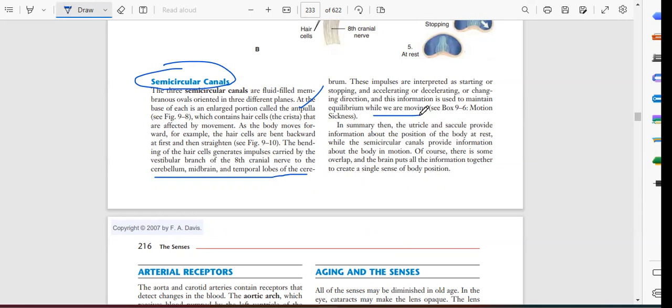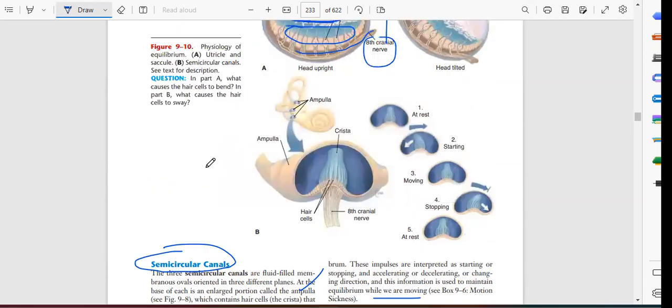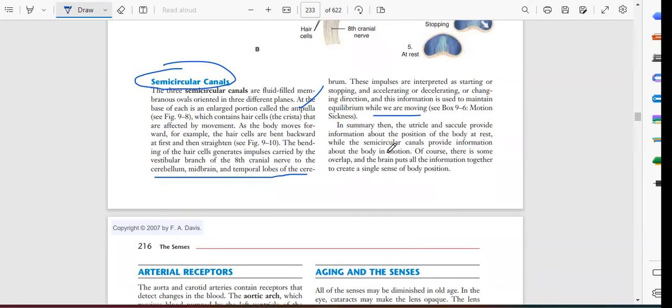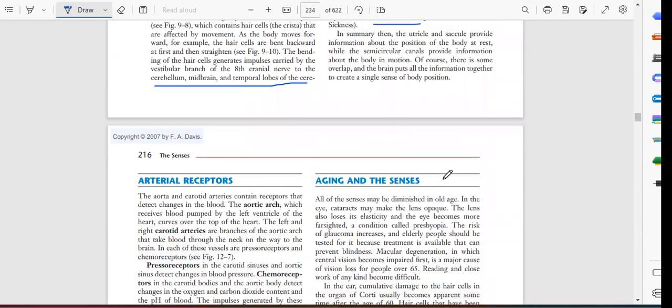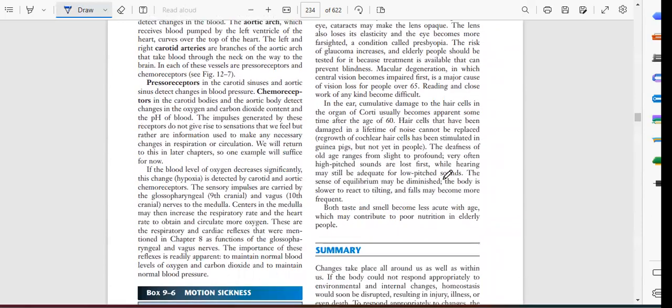So what will happen? Whenever you bend backward or forward, whatever you do, these canals will help you to maintain equilibrium. So these are the structures that maintain equilibrium in our ear.